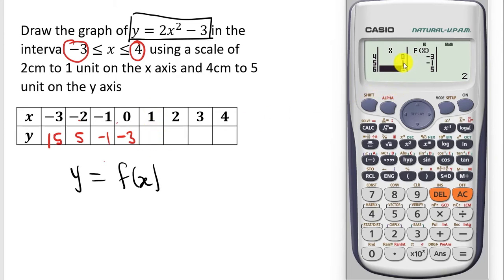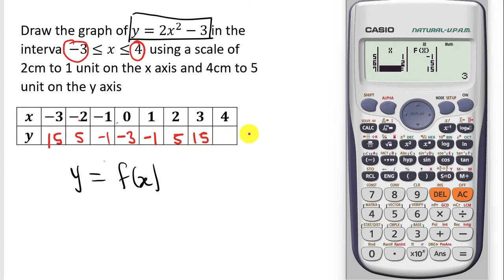When x is 1, our y is -1. So we are going to have our -1 here. When x is 2, we are going to have our f of x, which is same as the y, to be equal to +5. Okay, we press the directional key down, and when x is equal to 3, we have our f of x or our y to be equal to 15.